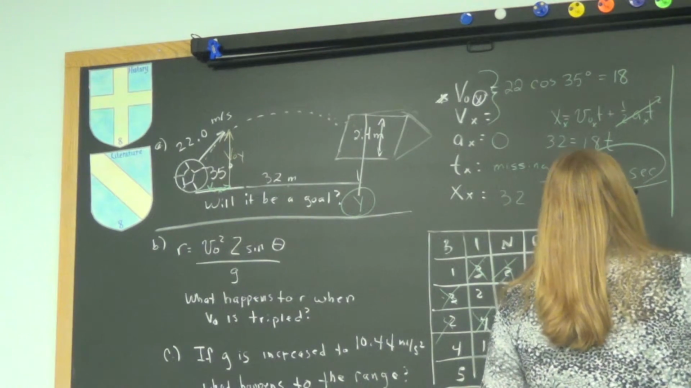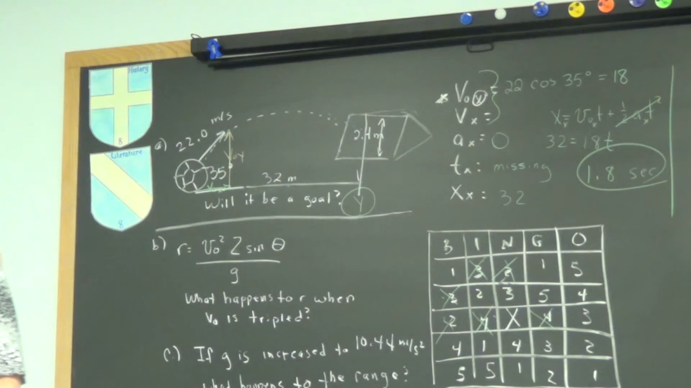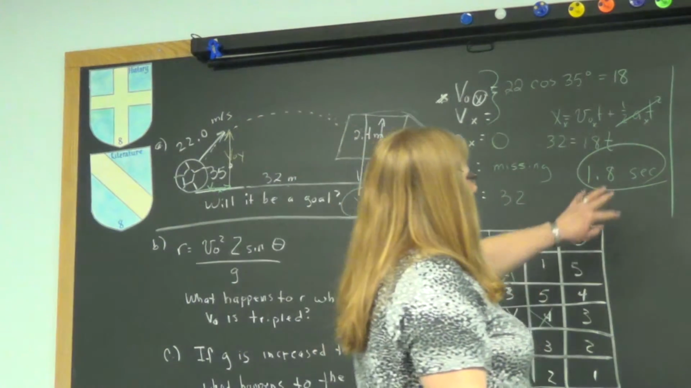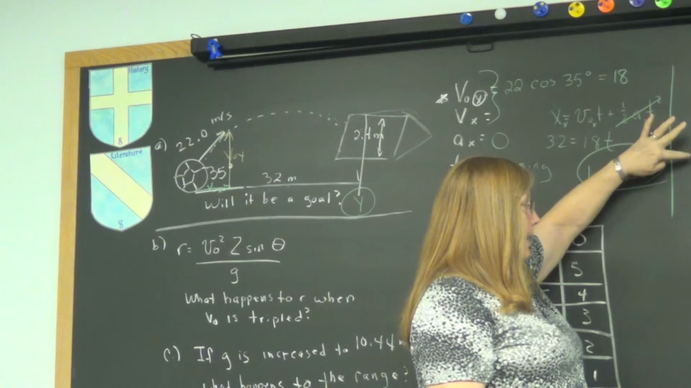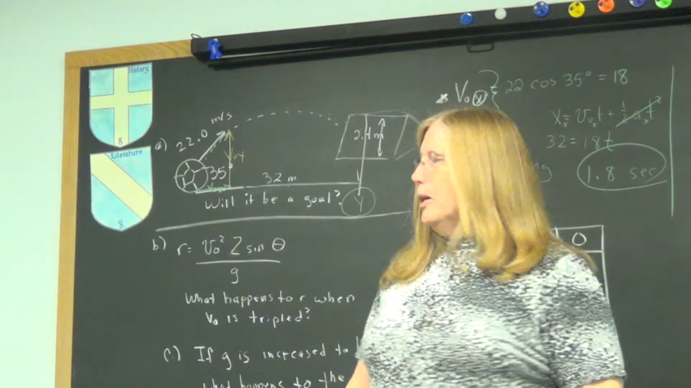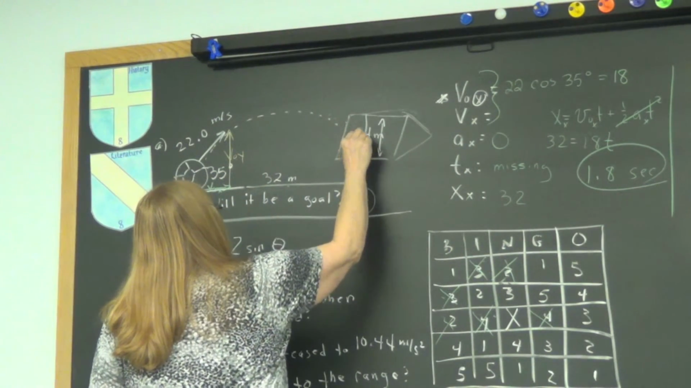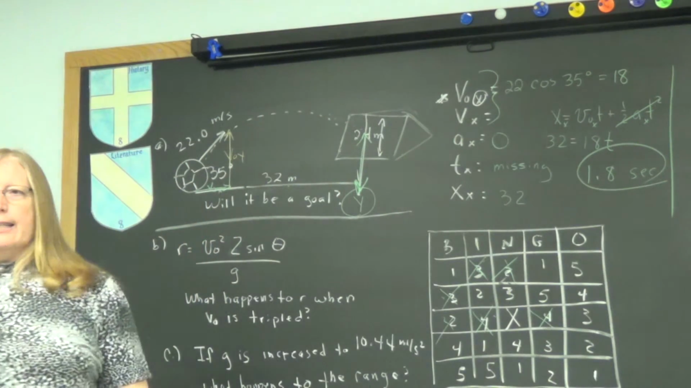If you would, go ahead and write down those parameters in Y and fill them in. You in video land, do the same. Velocity initial in Y, final in Y, acceleration in Y, time in Y, and distance in Y. That's what we're really interested in. How high will this ball be in 1.8 seconds?